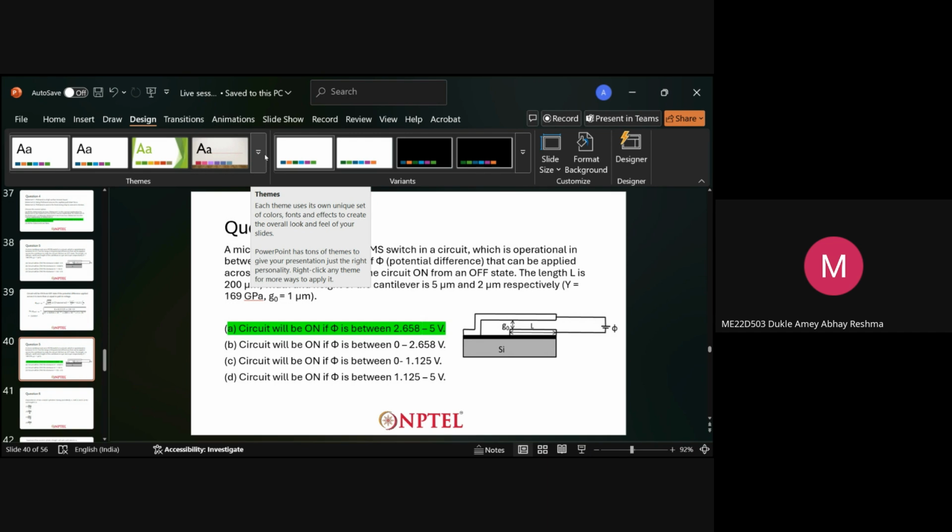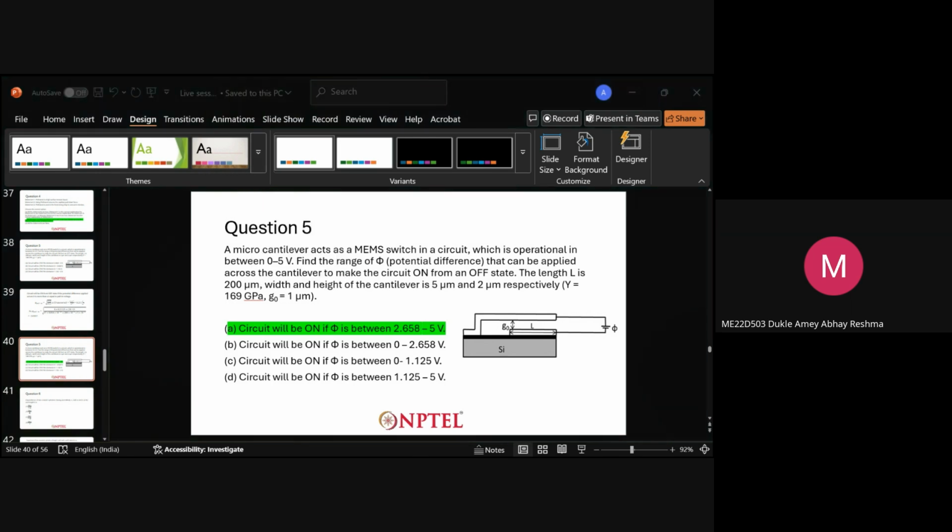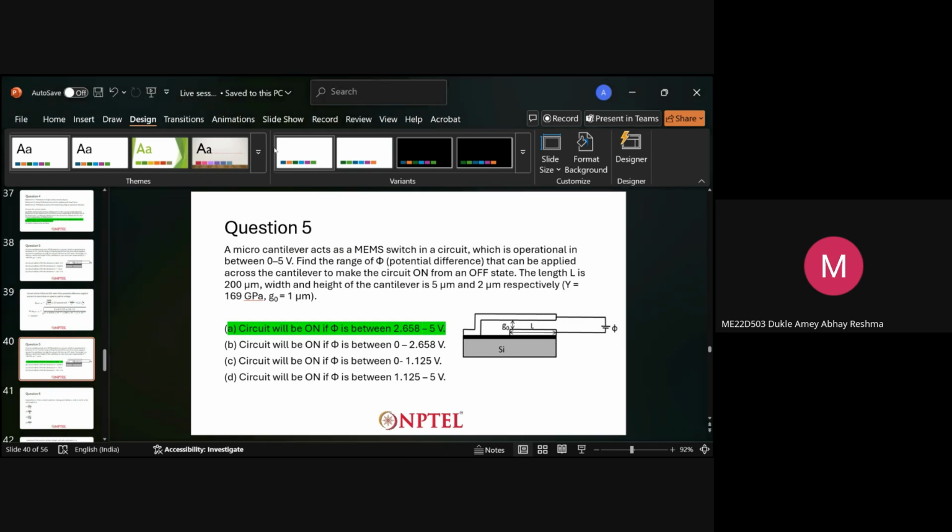Basically, pull-in will happen, and there will be contact between the cantilever and the contact, and that will lead to the circuit coming into the on situation. I hope you understood this. If you have any question, please let me know.